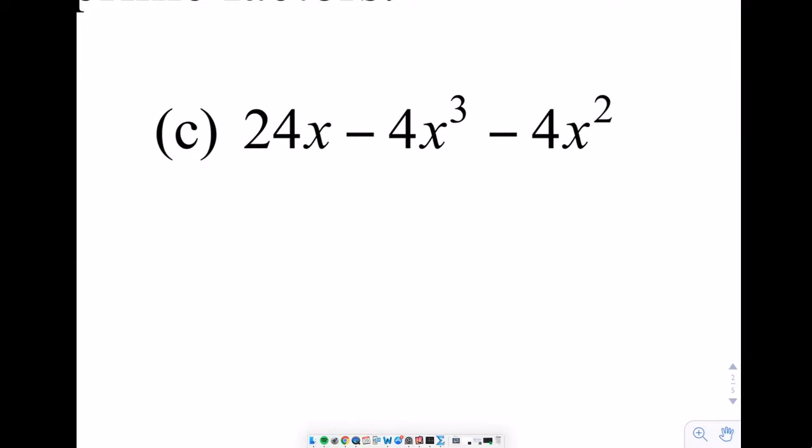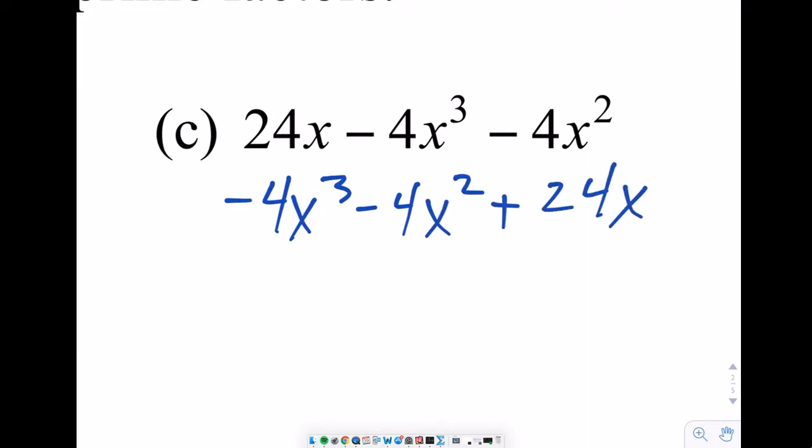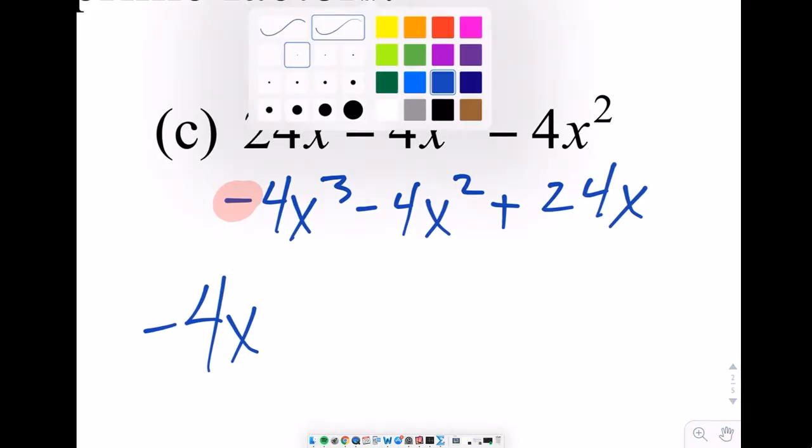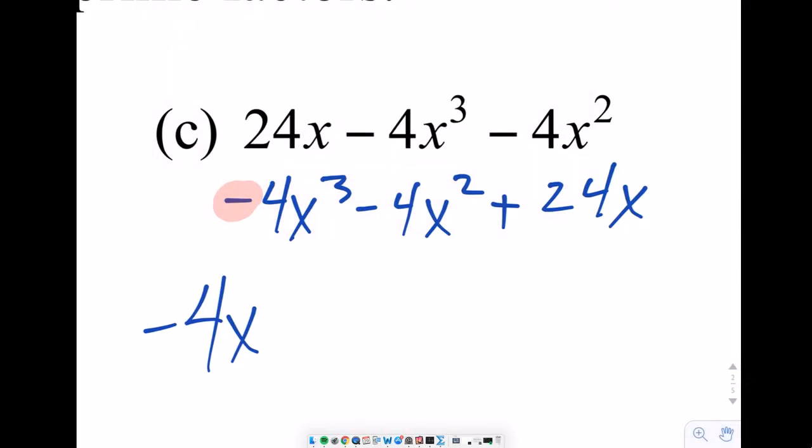Okay, so now in light of today's warm-up, this one's pretty easy. What should we do first? Put them in order, right? Descending order. So negative 4x cubed minus 4x squared plus 24x. And then we look for the greatest common factor, which is 4x would definitely work. But just to make it easier, remember, if you ever have a negative leading term, pull it out as well. It's a lot easier to factor with a positive leading coefficient. So I would go ahead and pull the negative 4x out.